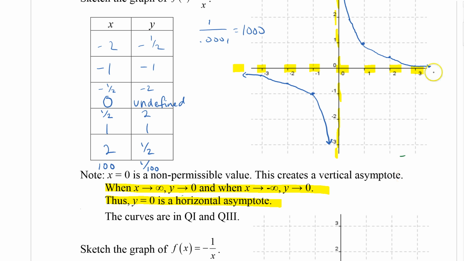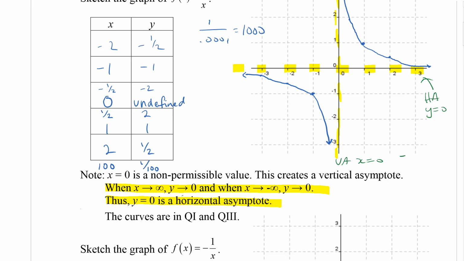This one here is my horizontal asymptote. That was what I'm talking about, the horizontal asymptote, and that is the x-axis at y is equal to 0. And this is my vertical asymptote at x equals 0. Okay. The curves are in quadrant 1 and quadrant number 3.